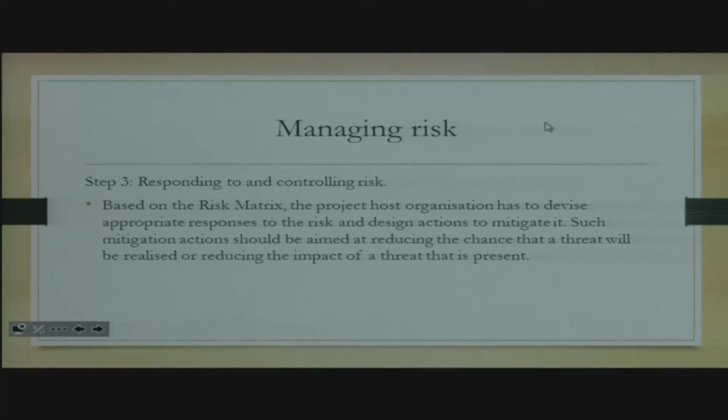Step number 3, responding to and controlling risk. Based on the risk matrix, the project host organization has to devise appropriate responses to the risk and design actions to mitigate it. Mitigation actions should be aimed at reducing the chance that a threat will be realized or reducing the impact of a threat that is present. In other words, you need to come up with ways to try to prevent that particular risk from happening. But if it does happen, what are the things that you can actually do to try to reduce the impact?